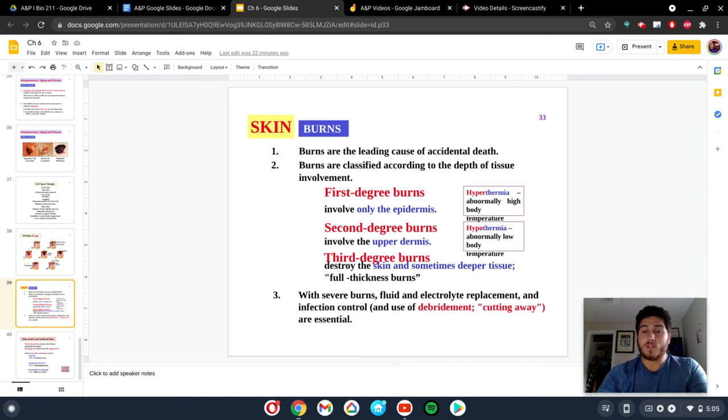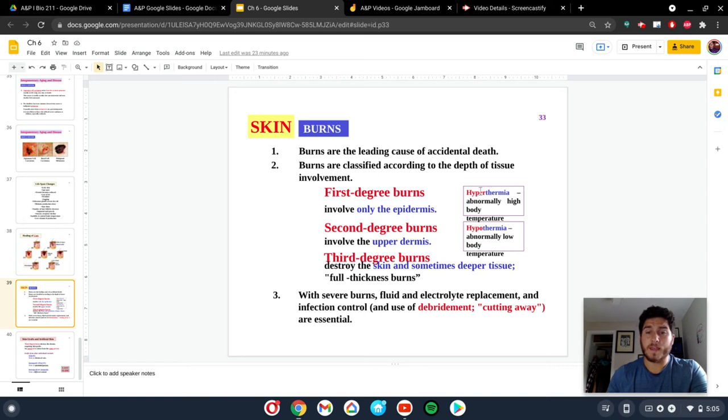With severe burns, things to keep in mind, things that could happen. Actually, let's go back first to less severe burns. Even with less severe burns, you can see things like hyperthermia, where your body temperature increases too high, or hypothermia, which is where your body temperature goes too low. So both of these are things that can happen with first or second degree burns. So it's not just you get too hot. Sometimes hypothermia is something that could happen.